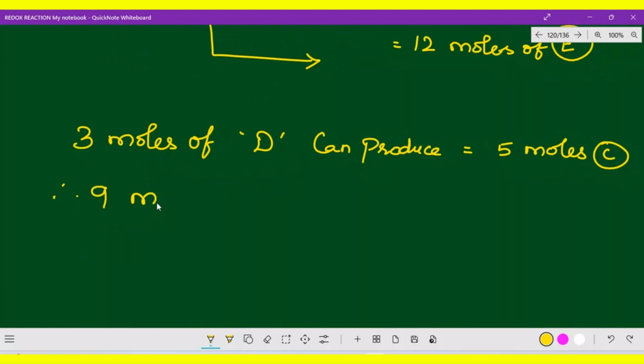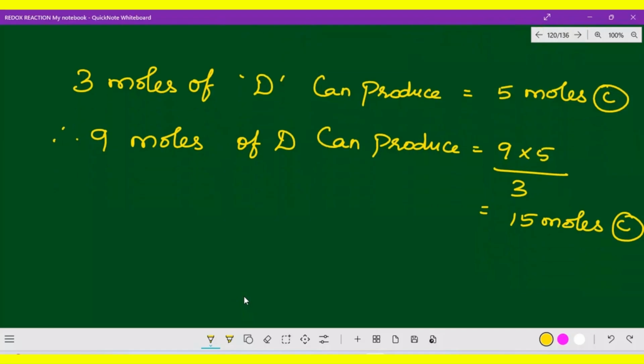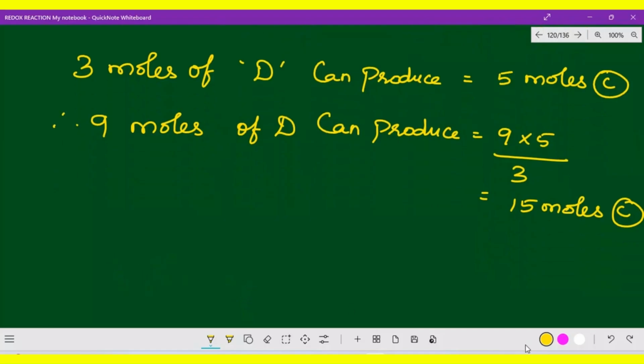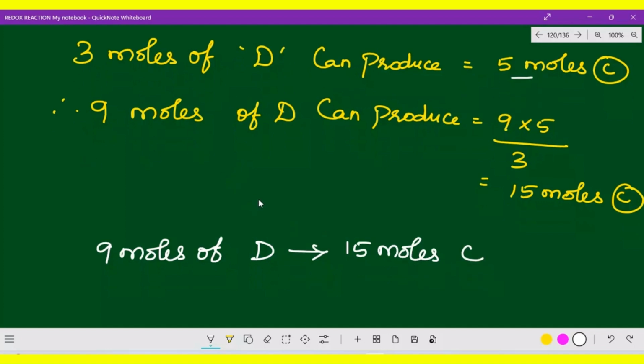Therefore 9 moles of D can produce, so cross multiplication: 9 into 5 divided by 3. So you will get 15 moles of C. So 9 moles of D can provide 15 moles of C. 3 moles of D can produce 5 only, and 9 moles can produce 15 moles.